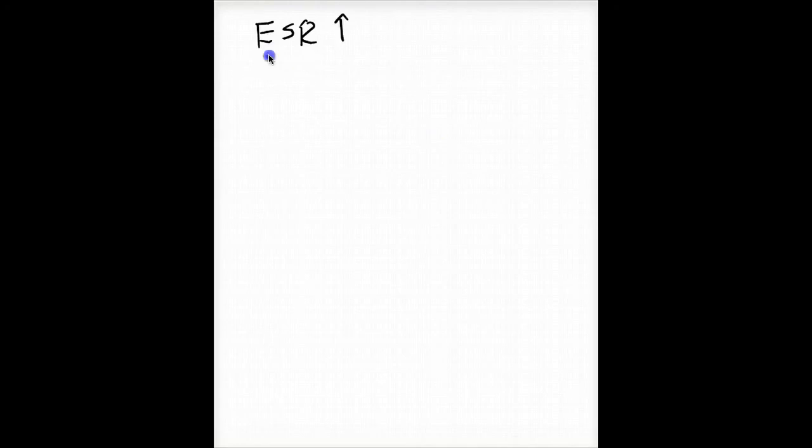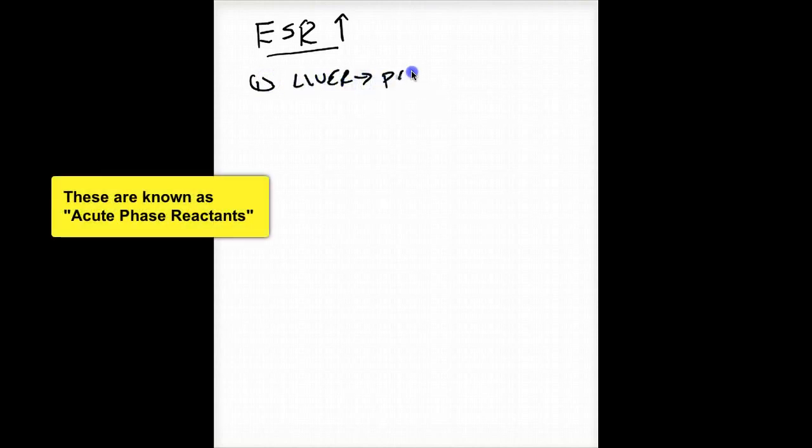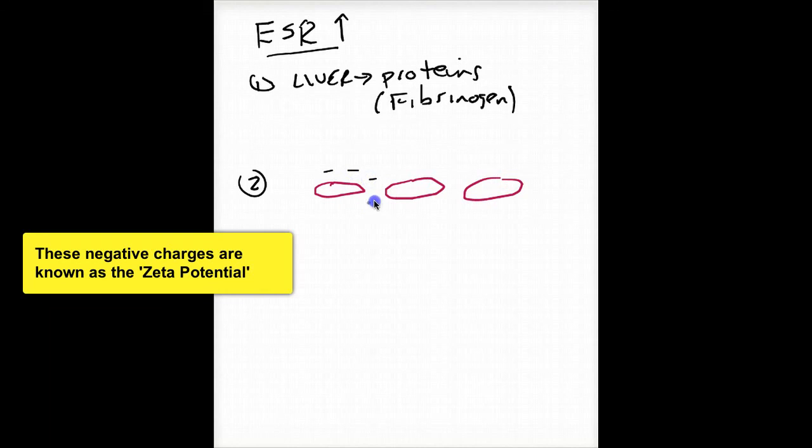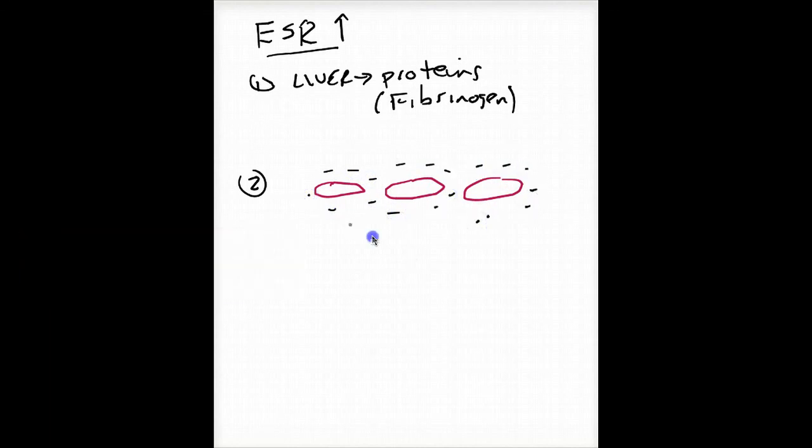Now, understanding why we see an increased ESR is fairly straightforward. First thing you need to know is that anytime there is inflammation within the body, the liver is going to spit out a bunch of proteins. Now, one of the most important proteins when it comes to ESR is a protein known as fibrinogen. The second thing to keep in mind here is that when we look at a red blood cell, we have to remember that around each red blood cell are lots of negative charges. So the presence of all of these negative charges is important because it actually acts to repel red blood cells from one another.